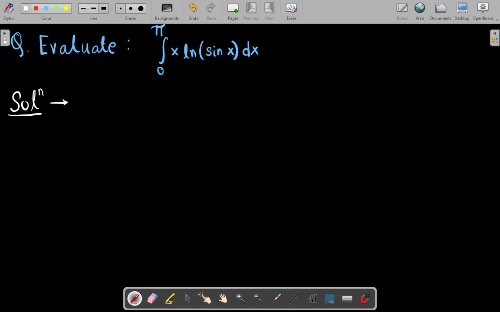Hello everyone. In this question, we are asked to evaluate the integral of x ln sin x dx as x goes from 0 to pi. Okay, so if we write this integral as I, so let I equal the integral from 0 to pi of x ln sin x dx. Okay, so we can substitute this x with pi minus x throughout the integral.